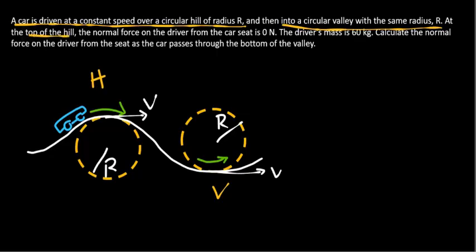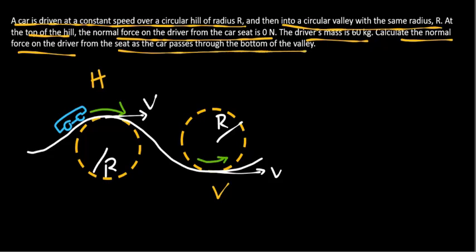At the top of the hill, the normal force on the driver from the car seat is 0 newtons. The driver's mass is 60 kg. Calculate the normal force on the driver from the seat as the car passes through the bottom of the valley.